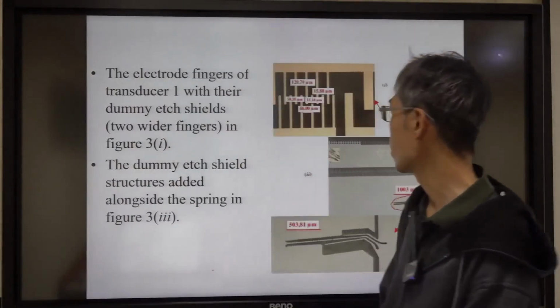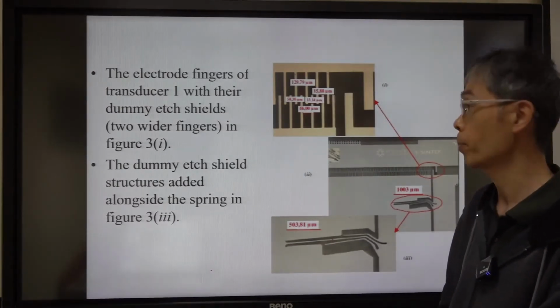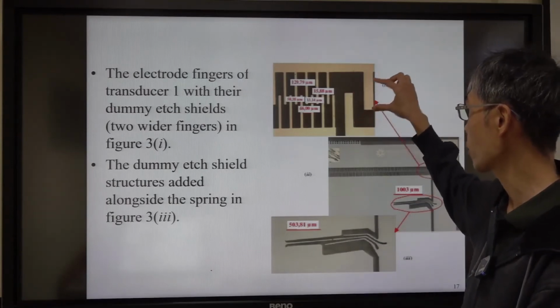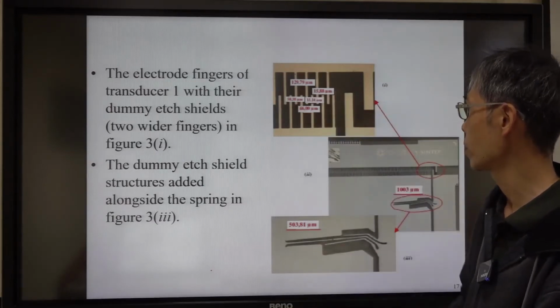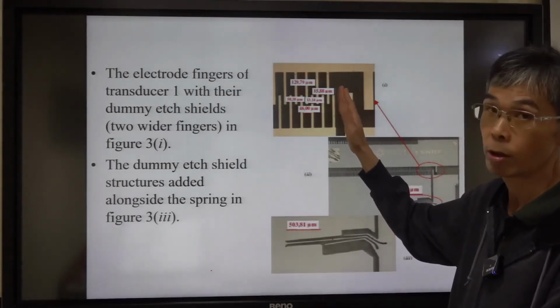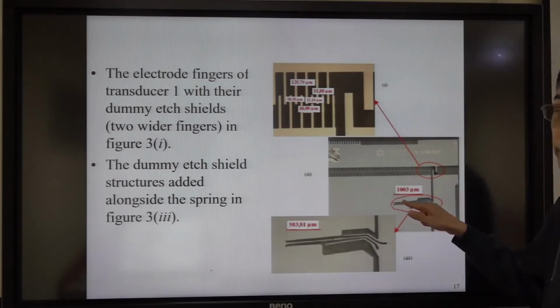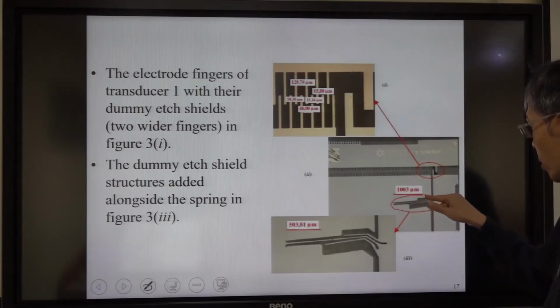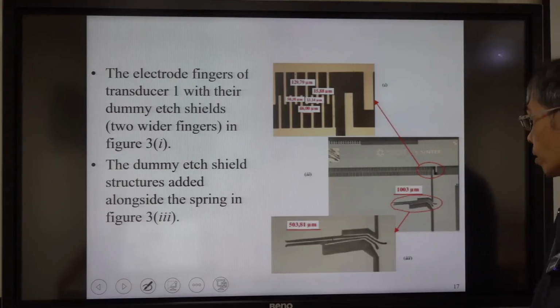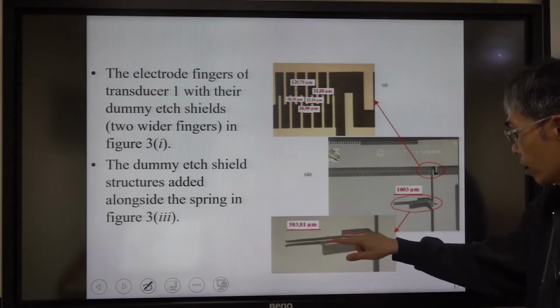Then we have a photo of the fabricated device. And for microfabrication purpose, we have some protection structure here to protect these tiny beams. Otherwise, during the etching process, they can be etched by the agent. And also in this section, for the asymmetric spring, we have some protection structure to protect the tiny beam. Because we have a large opening here, when we do etching, this portion may be etched a lot compared to the other part. So it's better we have the protection structure to protect the spring.